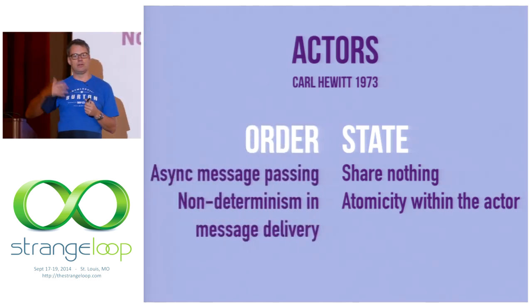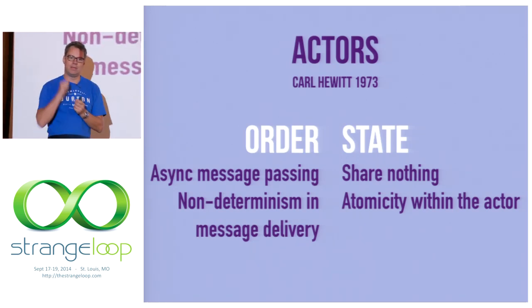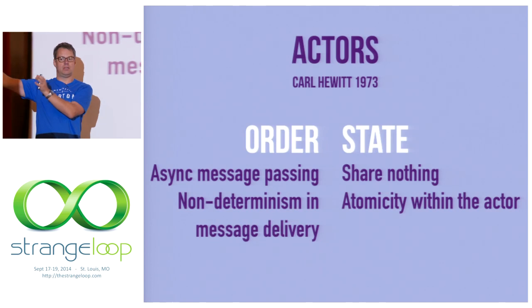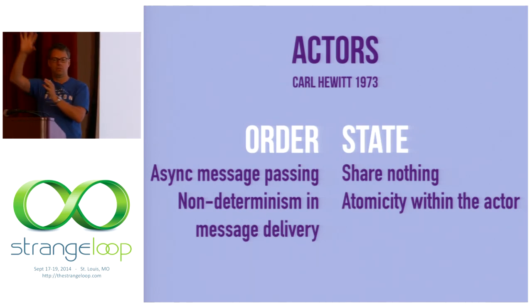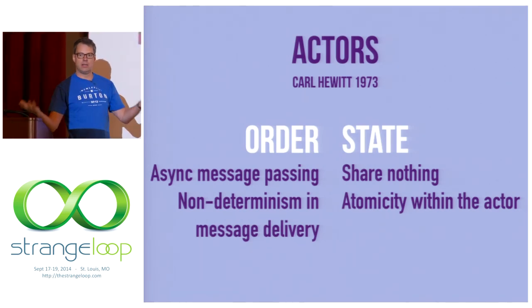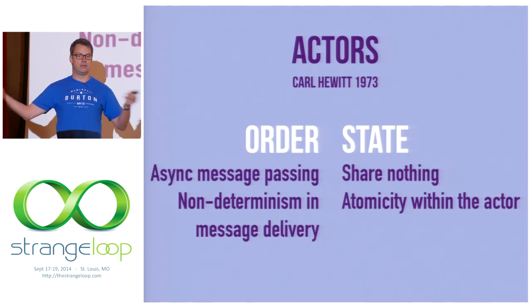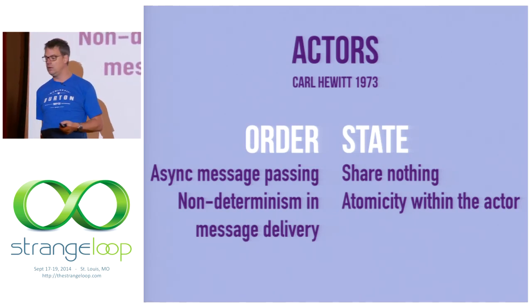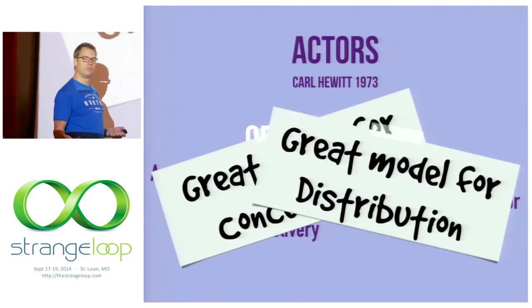It relies on asynchronous message passing, and it introduces non-determinism in the message send. But as soon as it reaches its recipient, then ordering is there. So that means that you can reason with things within the actor while still allowing non-determinism, which is a good thing because that allows concurrency and distribution and all these things that we want in distributed systems. So I think this is a great model for concurrency. It's a great model for distribution.